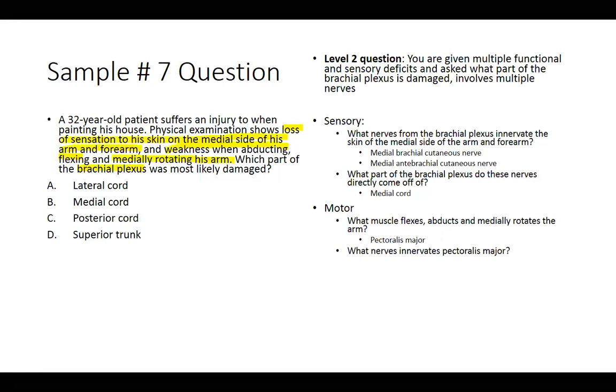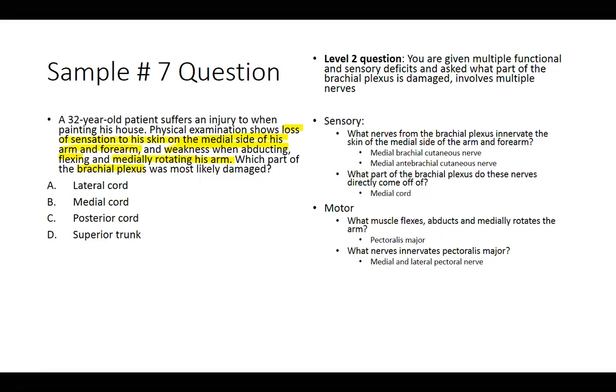And of course, we know the innervation in pectoralis major is medial and lateral pectoral nerve. Now, if you recall, the medial one, I told you it's named after the cord it comes off of. The medial pectoral nerve comes off the medial cord. The lateral pectoral nerve comes off the lateral cord. So at this point, it is possible it could be lateral cord.